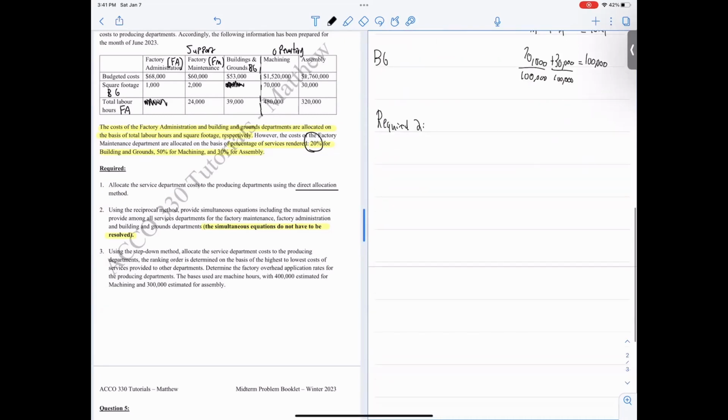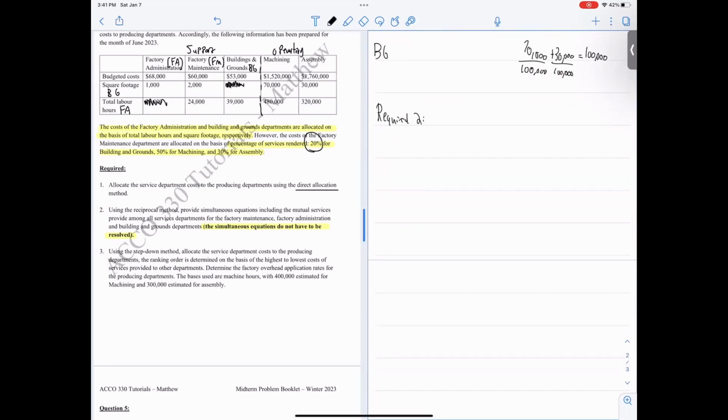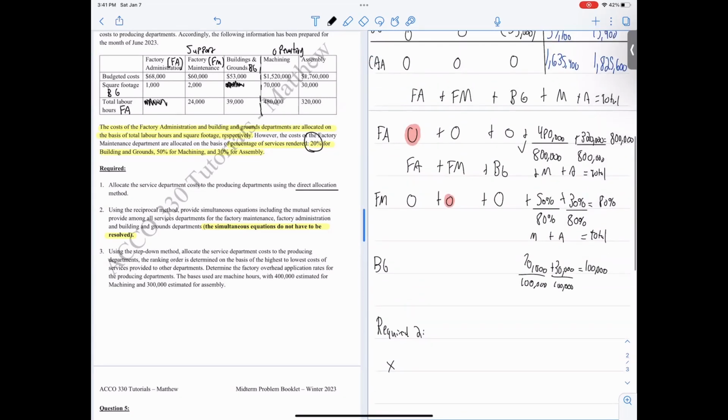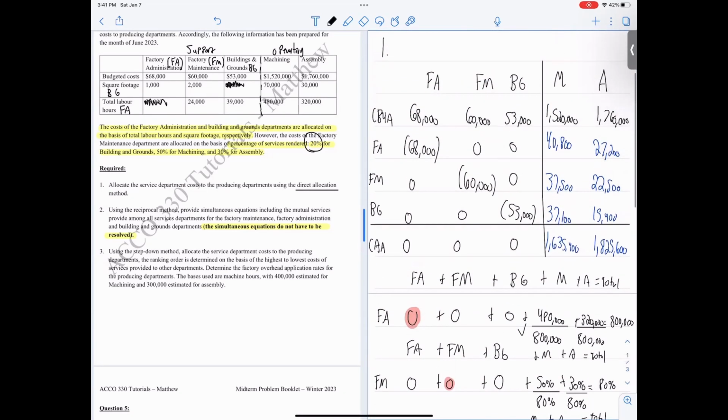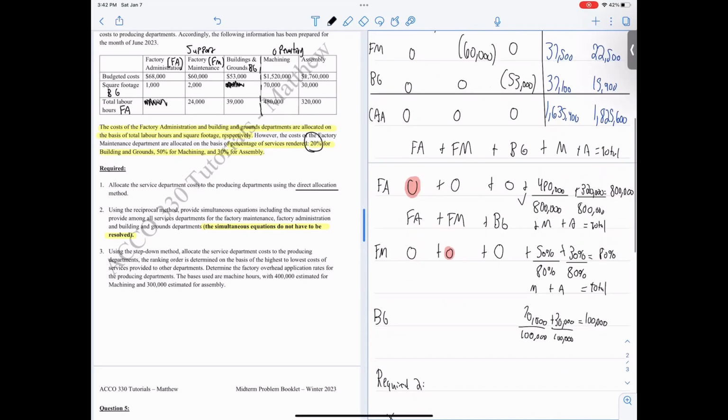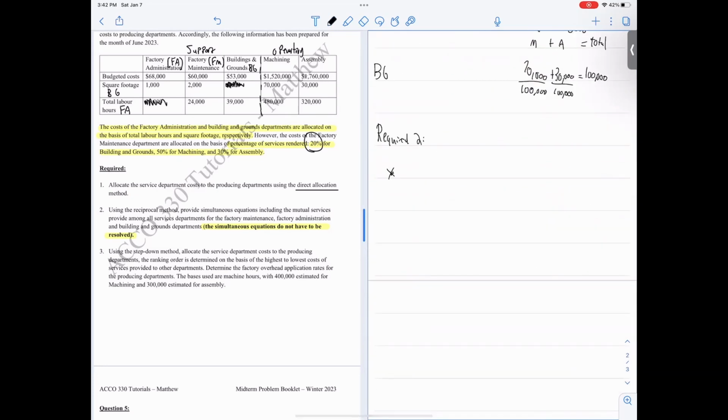Now it's important to remember, guys, when you're doing the reciprocal method, you're doing the equations for the support departments. What you're solving for is what cost you are going to allocate for each support department in the table, because what you solve for is going to go right in your table. So this is what your equation is going to be.